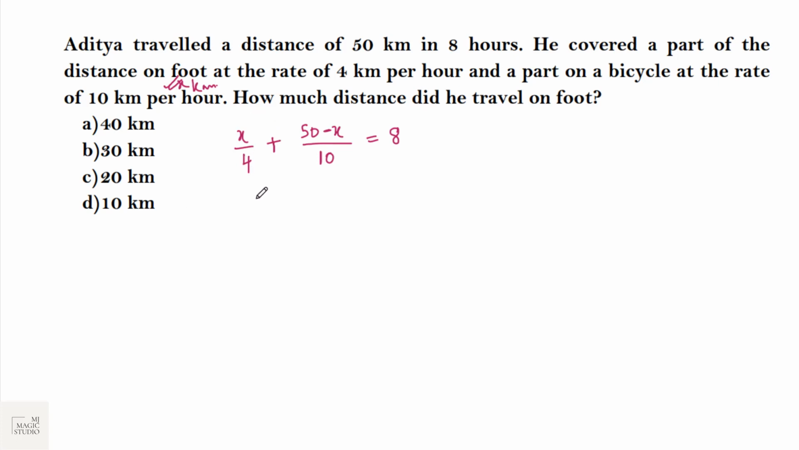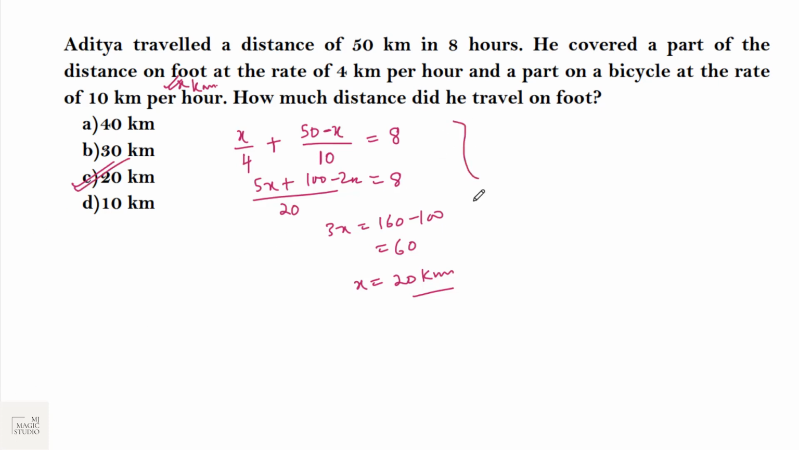That's it. LCM of 4 and 10 is 40, so 5x plus 2 times 50 minus x, that is 100 minus 2x, equals 8 times 10, that is 80... So 3x is 160 minus 100, that is 60. So x equals 20. So how much distance does he travel on foot? He travels 20 km on foot. Now this is the equation method.